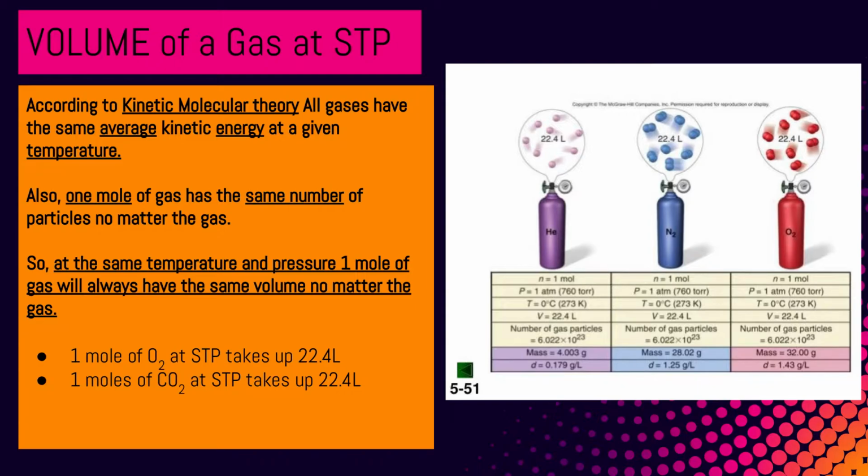According to kinetic molecular theory, all gases have the same average kinetic energy at a given temperature. Also, 1 mole of a gas has the same number of particles no matter the gas. So at the same temperature and pressure, 1 mole of a gas will always have the same volume no matter the gas. So 1 mole of O2 at STP is 22.4 liters. 1 mole of CO2 at STP is 22.4 liters.